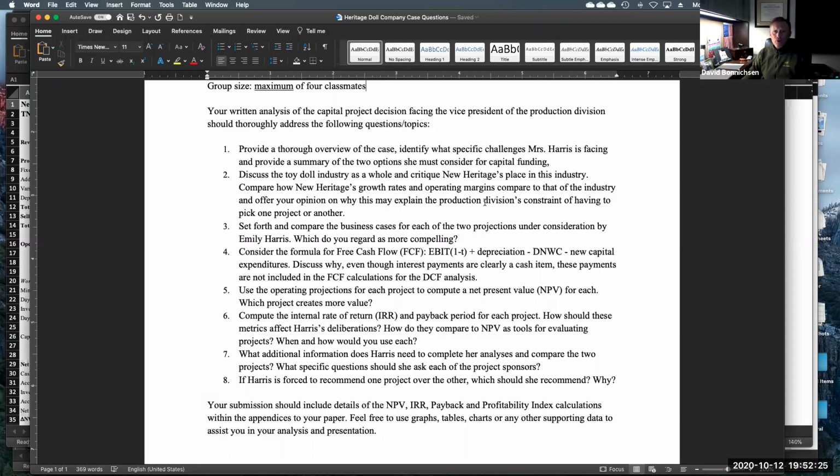Look at the operating margins compared to the industry and offer your opinion as to whether some of these constraints might explain the production division's constraint of having to pick one project or another, meaning that they are mutually exclusive. So maybe you calculate what EBITDA looks like, and then you look at the Heritage Doll capital budgeting constraint of 15% of that. Maybe the 15% only correlates to being comparable to one of those 2 projects. I don't know. Just an idea.